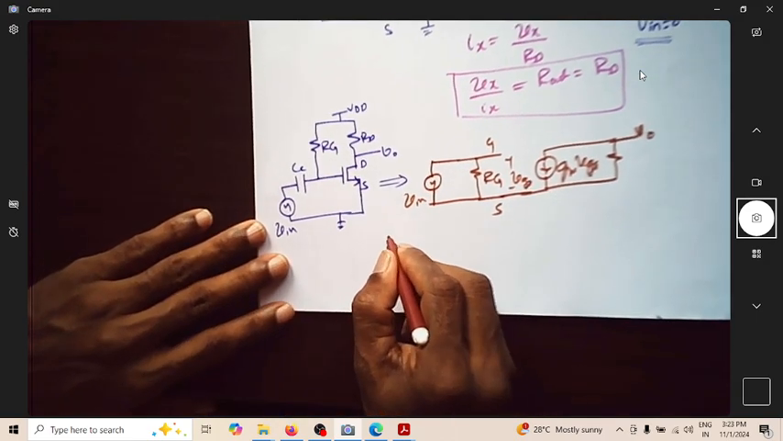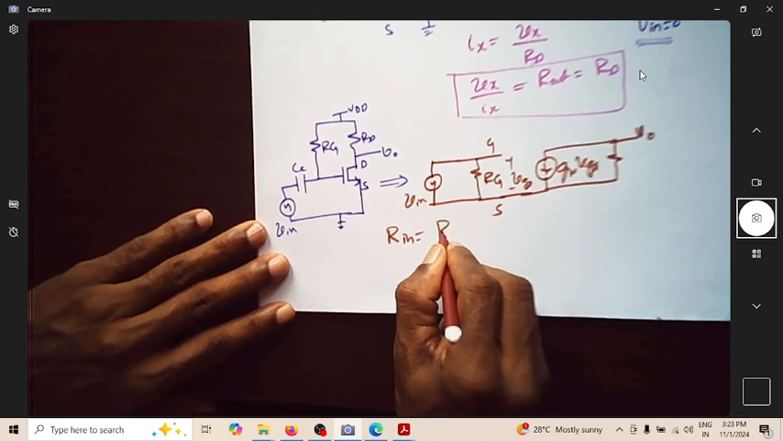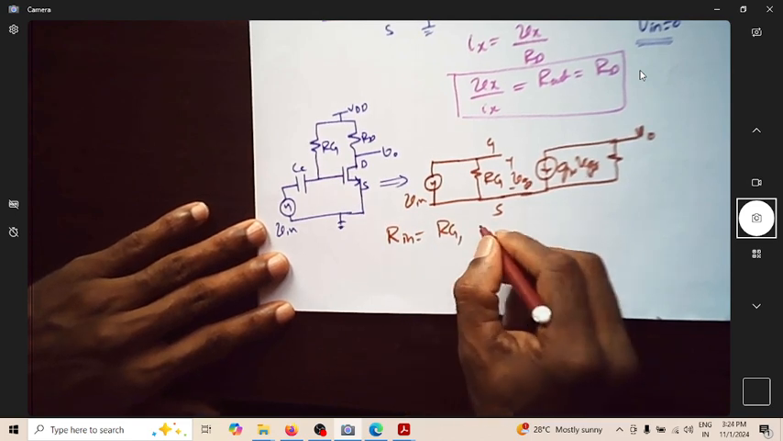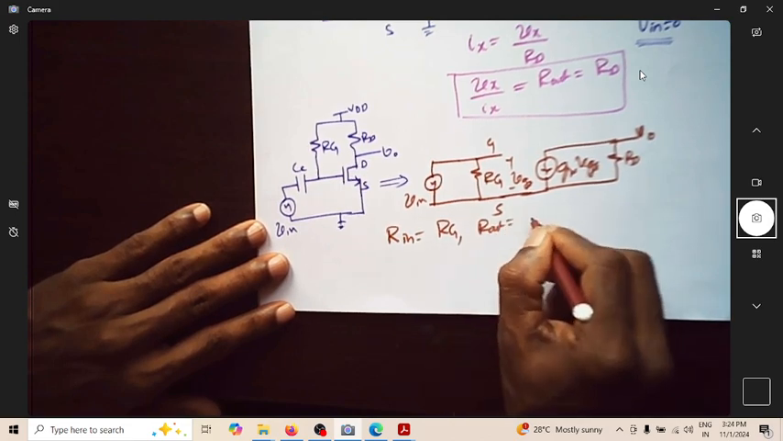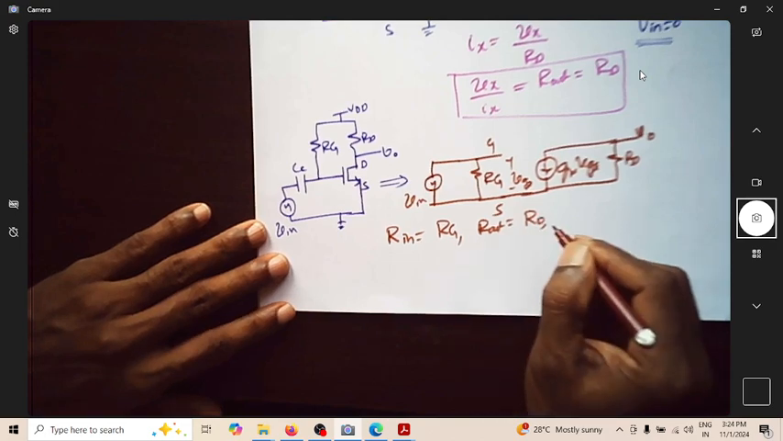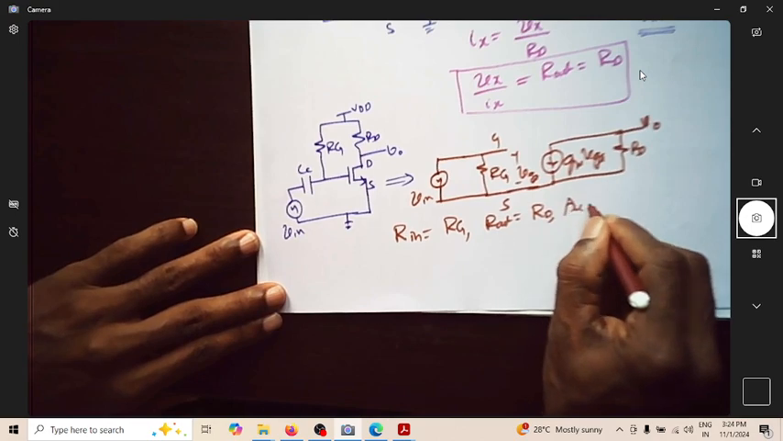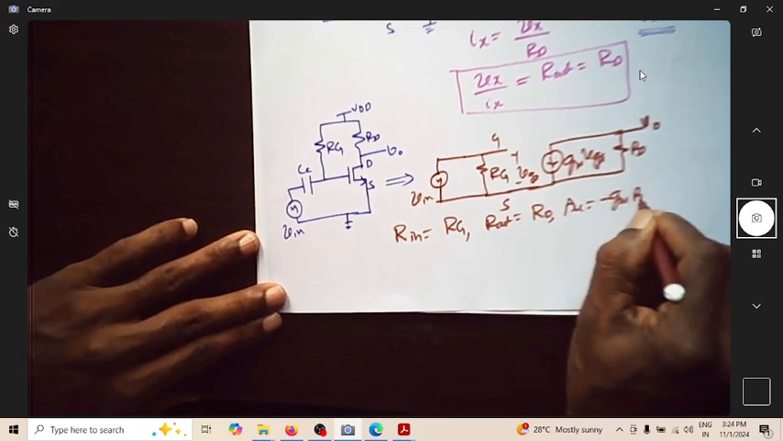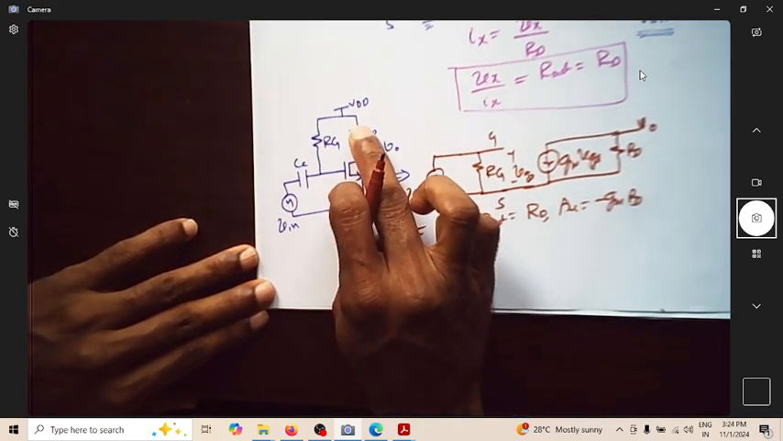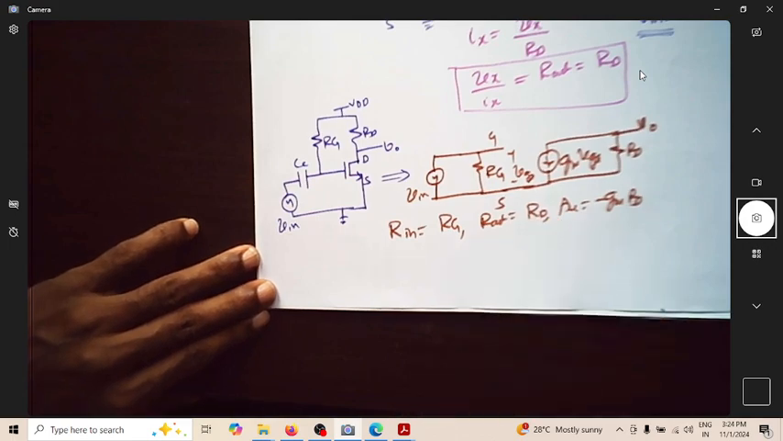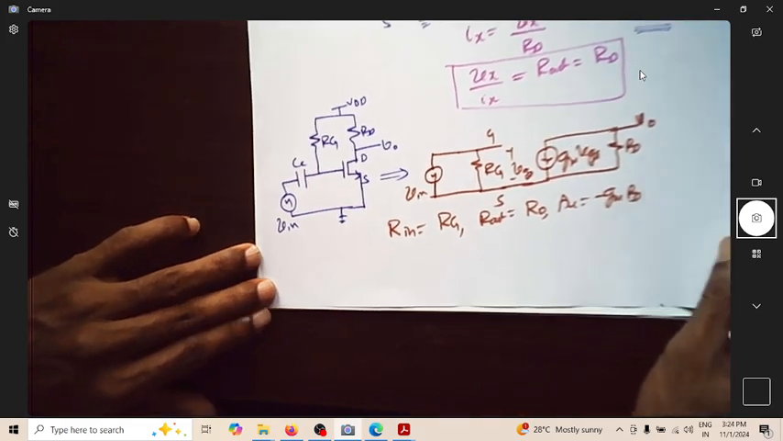So what is the value of Rin? Rin is equal to RG. What is Rout? Rout is equal to RD. Of course, Av is nothing but minus gm into RD. So whatever value of RG you put, that will be the input impedance. Whatever is the value of RD, that is your output impedance. Fine. So this is one circuit.